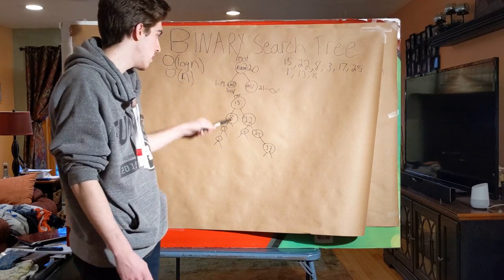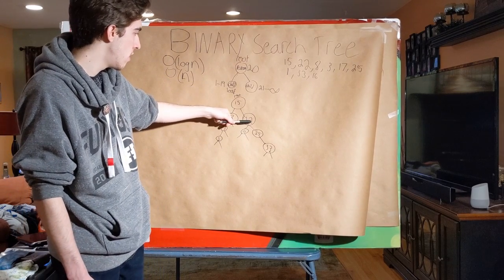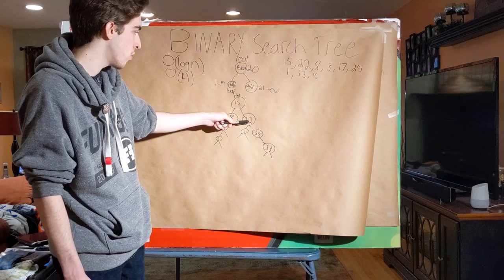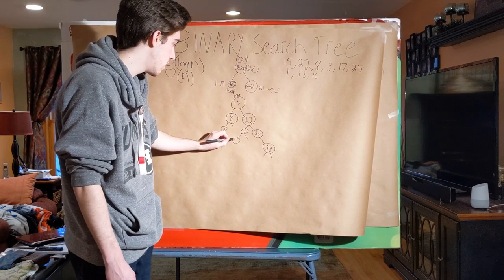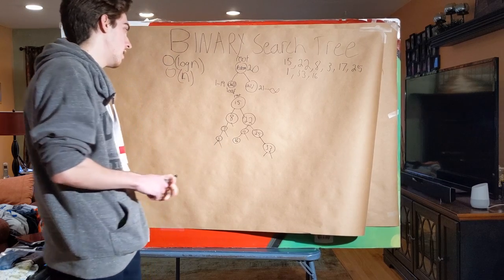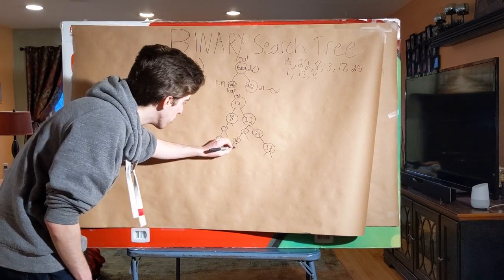And then you got 16. So 16 is bigger than 15, so you go to the right. Smaller than 22, so you go to the left. Smaller than 17, so you go to the left. Okay, and these are the null pointers.